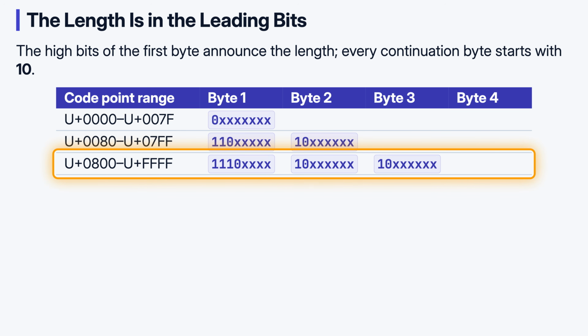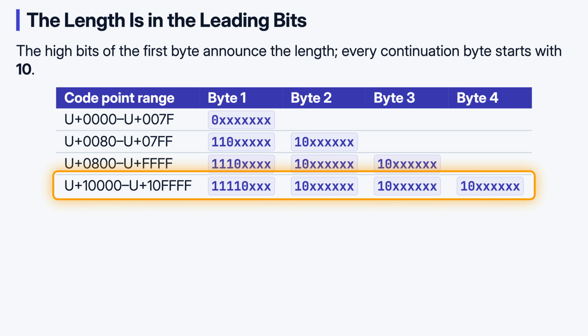1110 begins a 3-byte character. And 11110 begins a 4-byte character. Every following byte, called a continuation byte, starts with 10. The little X marks are where the real code point bits go, so you can always tell where a character starts, even if you land in the middle of the stream.